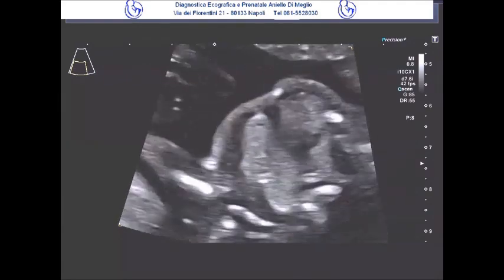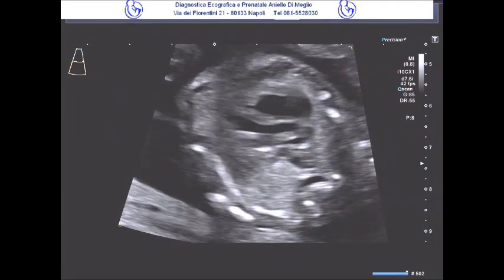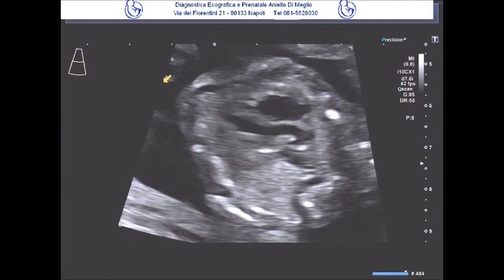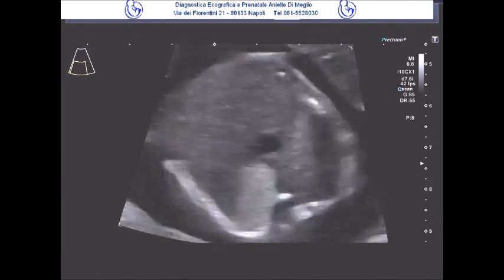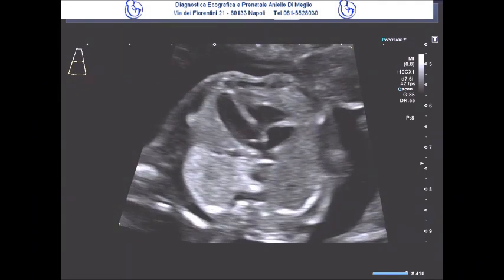As for congenital pulmonary emphysema, we have already explained how difficult it is to make a prenatal diagnosis. It should be emphasized, however, that up to 20% of cases of emphysema may be associated with congenital heart diseases. For this reason, it is always important to perform a thorough study of the fetal heart.